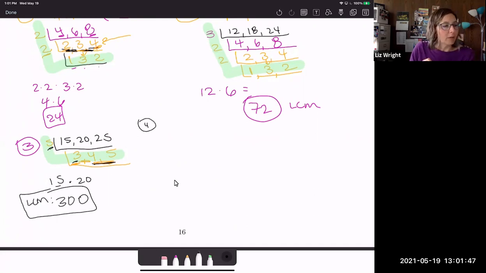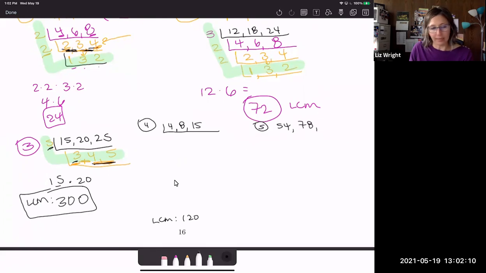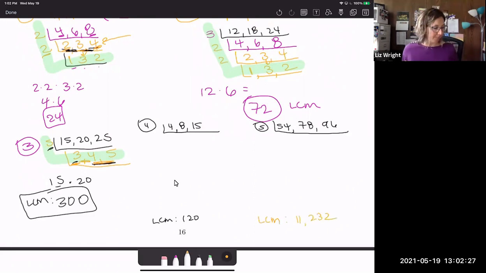So number 4, you are going to do 4, 8, and 15. The answer to that when you're done should be 120. And then the last one, don't be afraid of a giant number because it is a big number. You're going to try 54, 78, and 96. If you're not sure what goes into them, just start with 2 because the 2 would definitely go into all of them. And the answer you should be getting from this one is 11,232. So big number there.